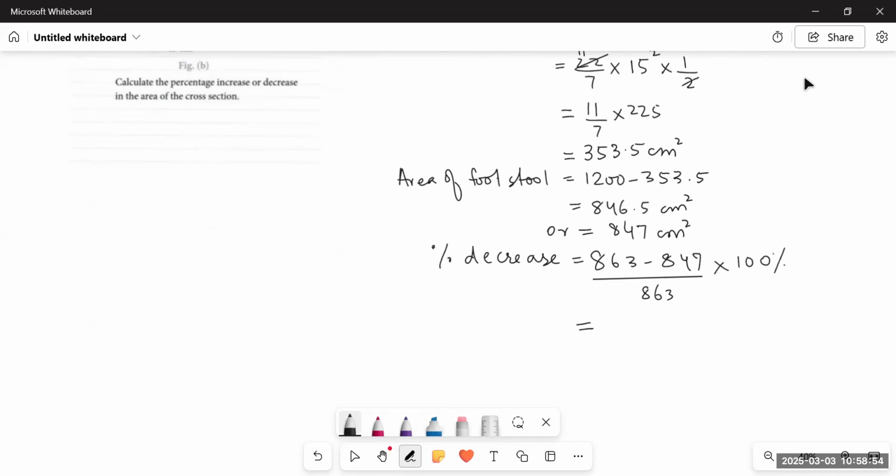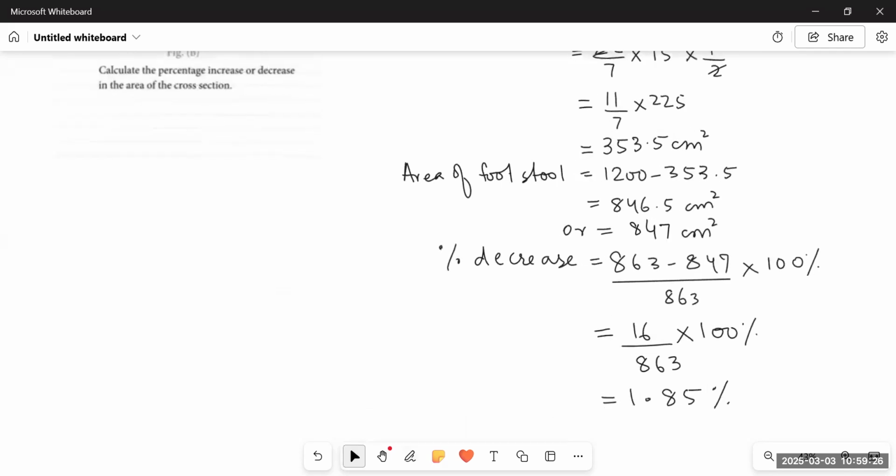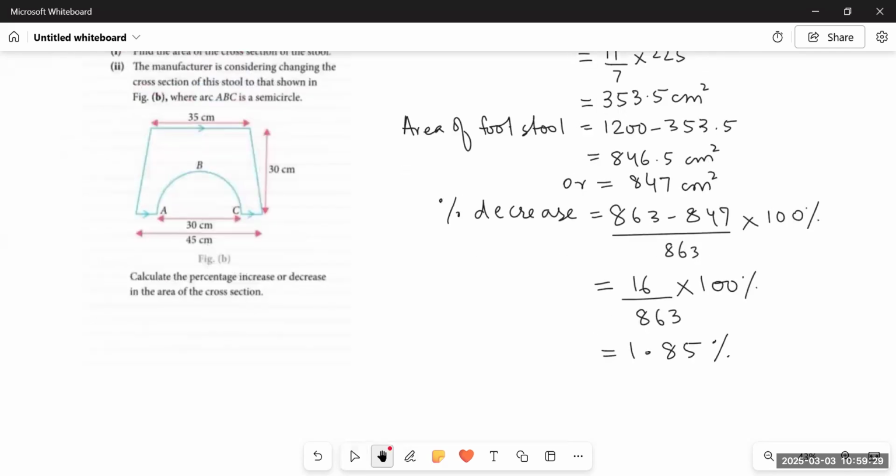So if we subtract 863 with 847, the answer is 16. Next, we will divide it with 863, the initial amount, and multiply it by 100%. So the answer would be 1.85%. Or you can say that 2% after rounding it up. This is what was required in part 2.